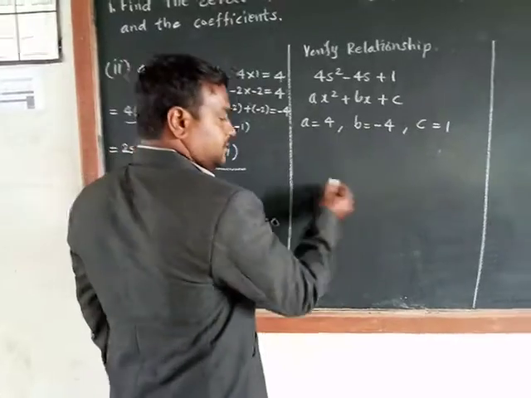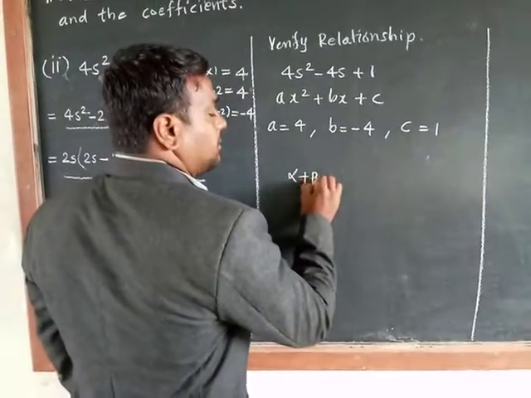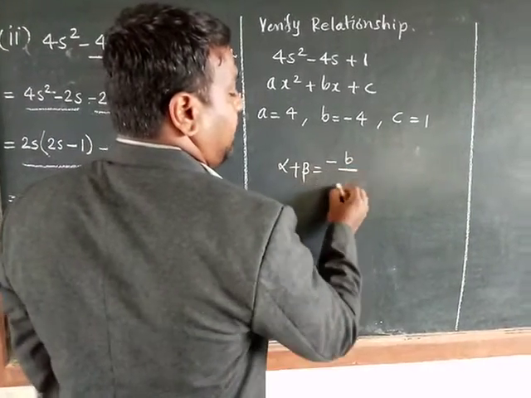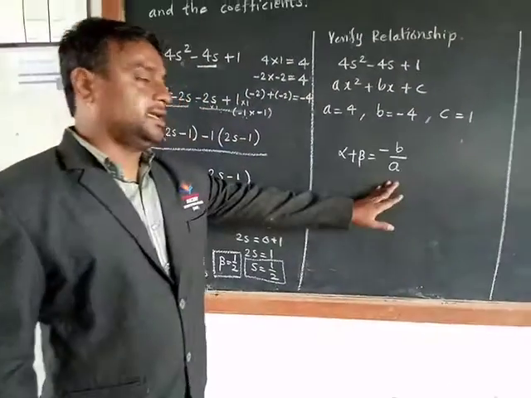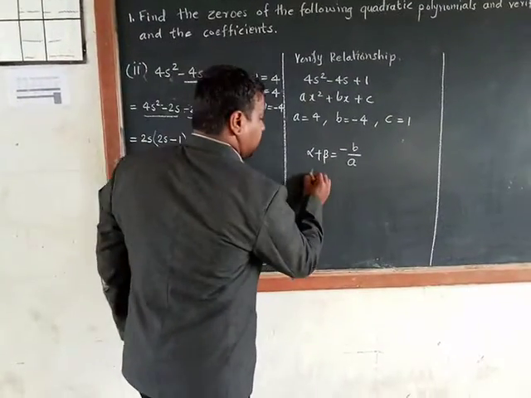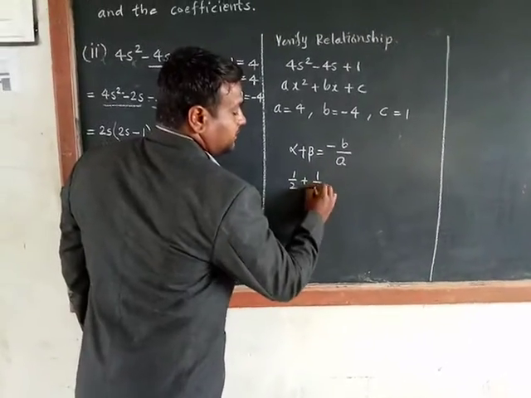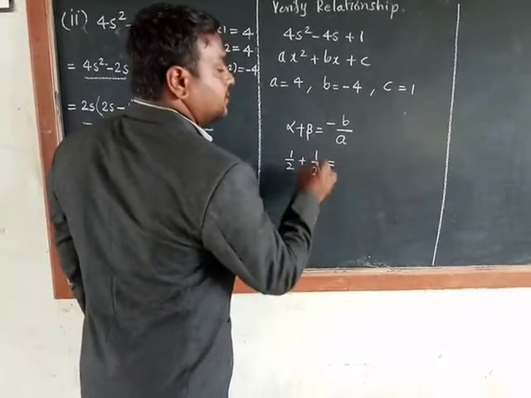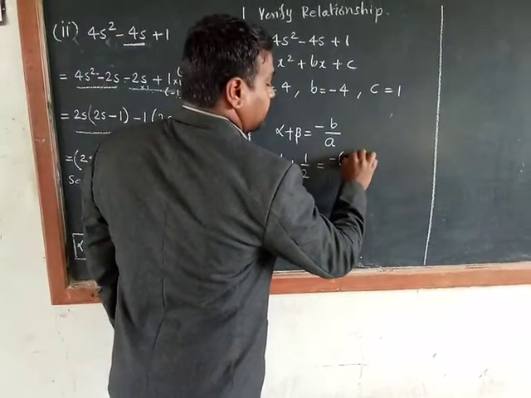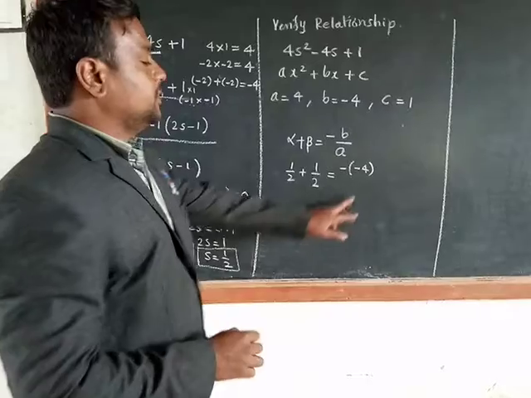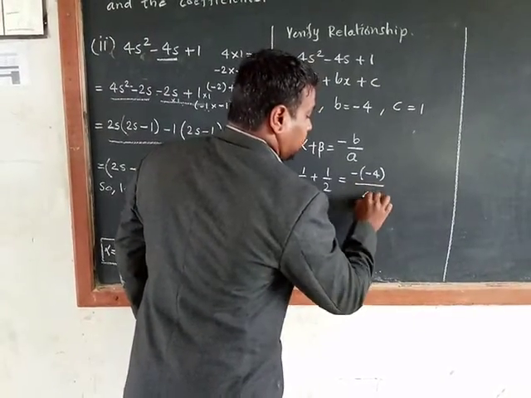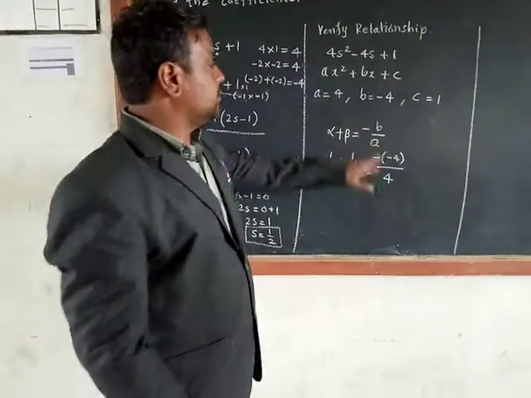As we know, alpha plus beta, that means the sum of the two zeros, is equal to −b, the coefficient of x, divided by a, the coefficient of x². This is the relationship we are going to verify. So alpha plus beta: alpha is 1/2 as we found, and beta is also 1/2, equals −b upon a. Our b is −4, and our a, the coefficient of x², is 4.